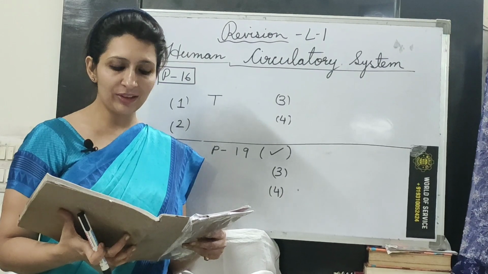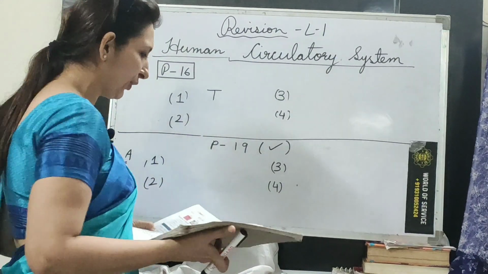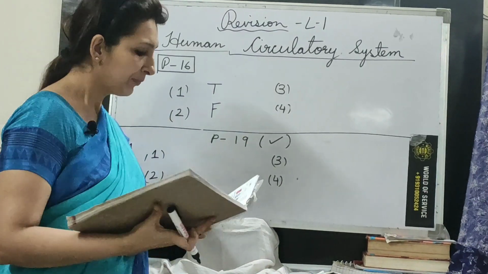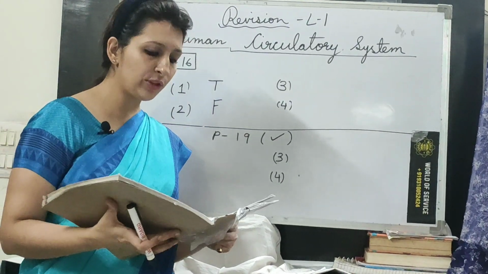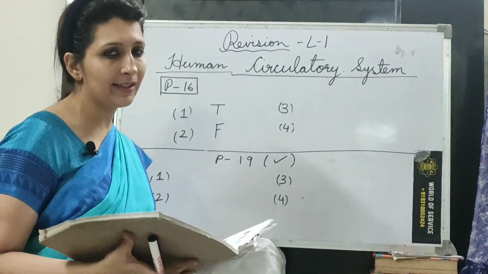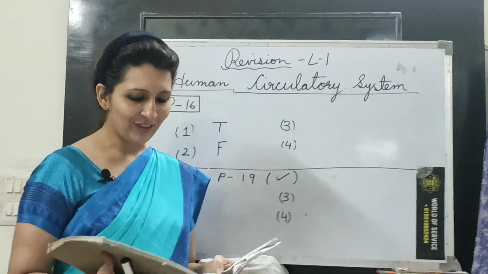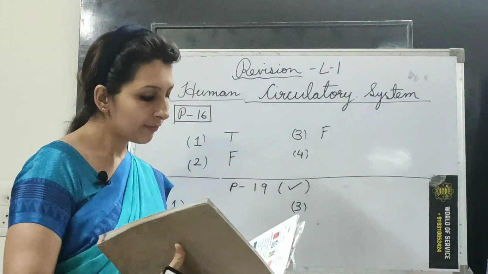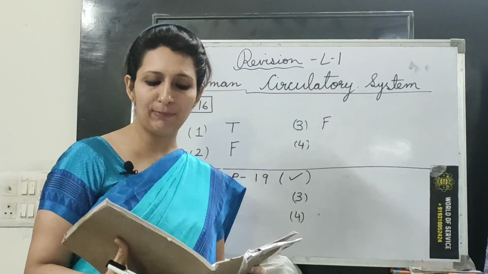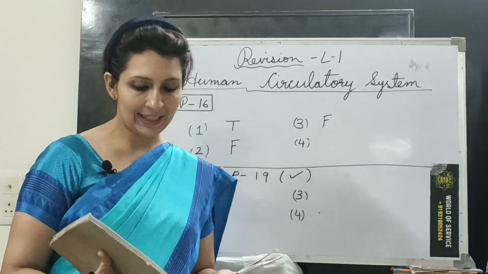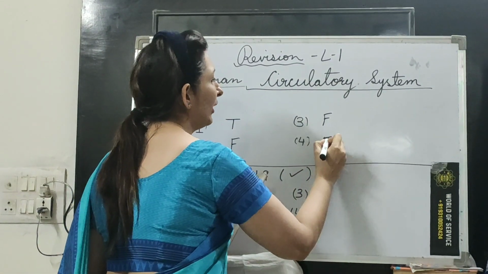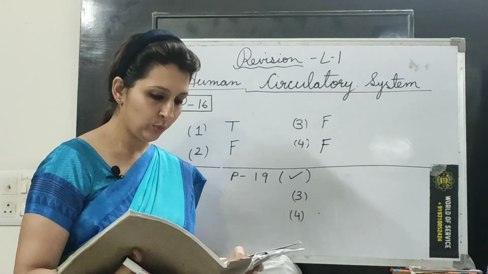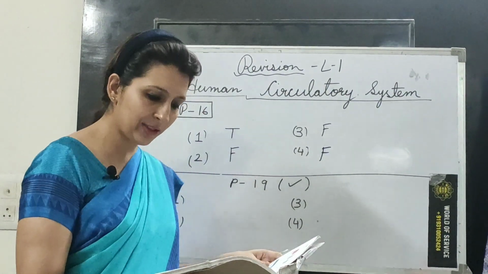Heart and blood are the only parts of circulatory system. So what is the answer, children? Yes, the answer is false, okay? So we will write down false here. This is the second one. Blood is carried to different parts of the body through veins. Yes, children, it is false again. So write it down false here. Capillaries are thick blood vessels. Yes, again it is false. So in this case, we have all three false except the first one, that is true. Okay, now let's come to the next one.